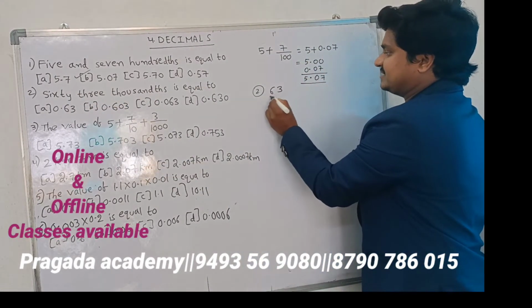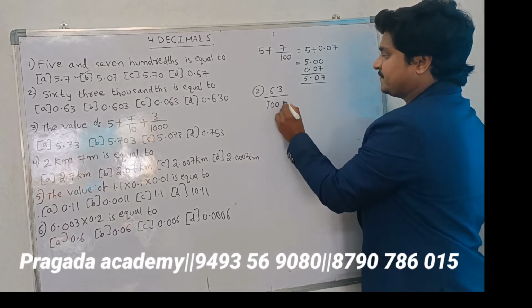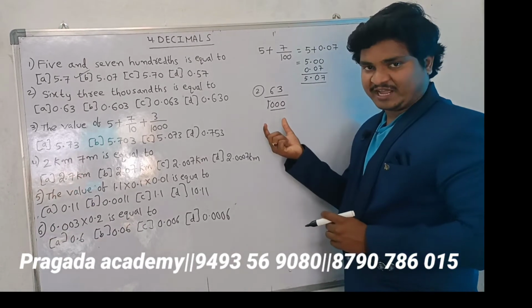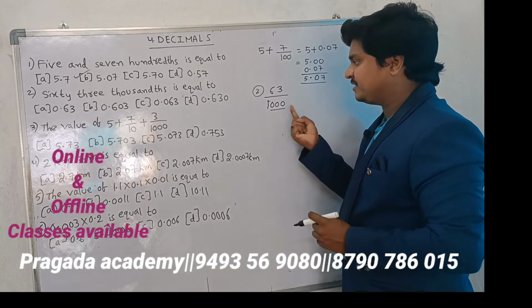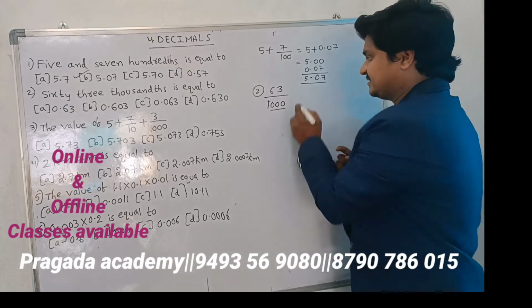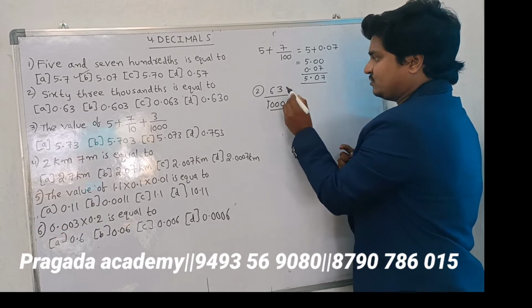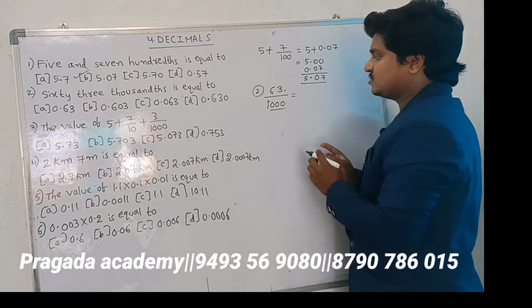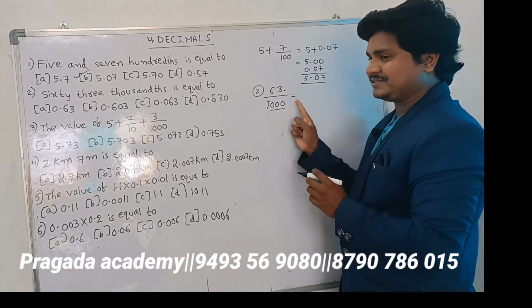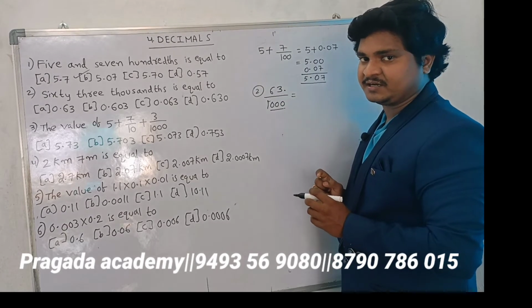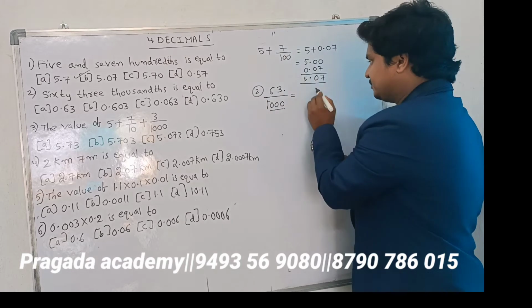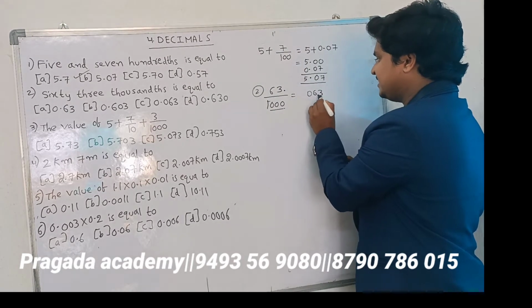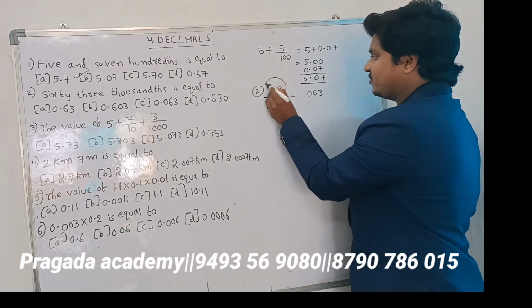The second bit, 63 thousandths is equal to. 63 thousandths is nothing but 63 by 1000. If you observe this fraction, we have 3 zeros in the denominator. That's why you need to keep the decimal point after 3 digits. So we have 3 zeros, so after 3 digits you should take the decimal point. But we have 2 digits only. To get the other digit, you need to place 0, 6, 3. And then you need to shift this decimal point to front.